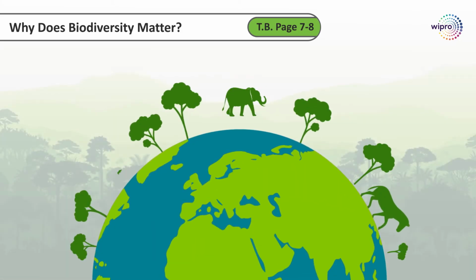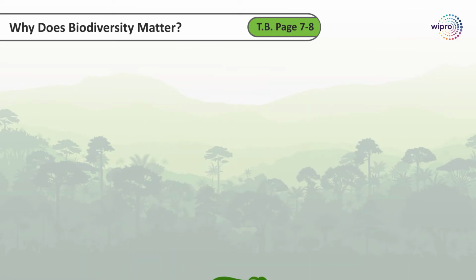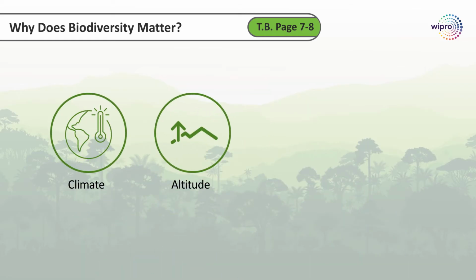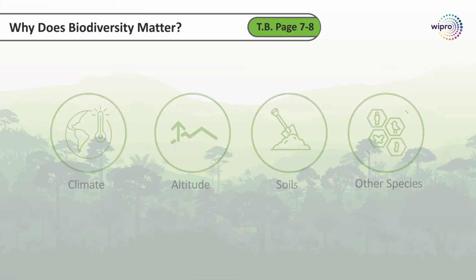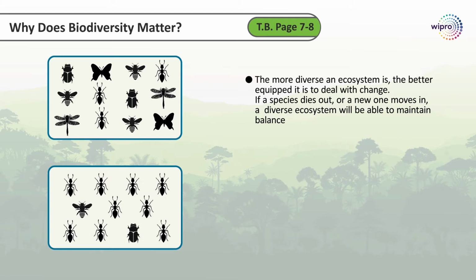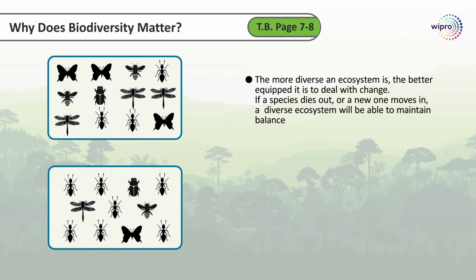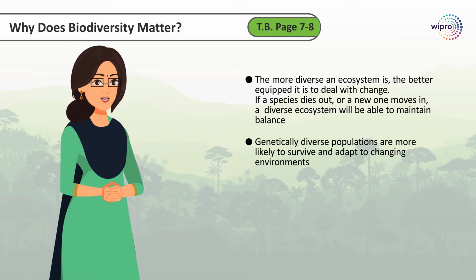Biodiversity is not distributed evenly on Earth. Plant and animal diversity depends on climate, altitude, soils, and the presence of other species. The more diverse an ecosystem is, the better equipped it is to deal with change. If a species dies out or a new one moves in, a diverse ecosystem will be able to maintain balance. Genetically diverse populations are more likely to survive and adapt to changing environments.